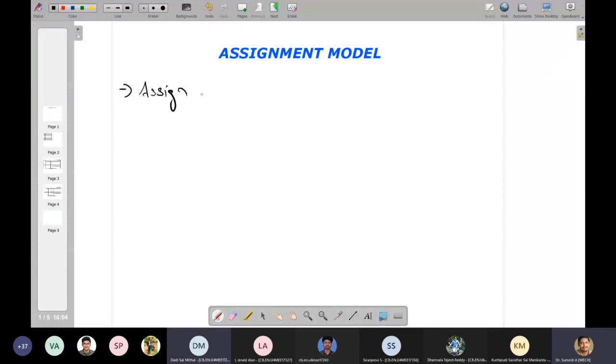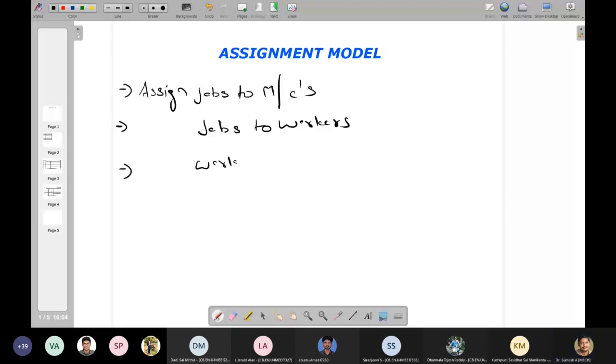or assign jobs to workers, or workers to machines. Okay, so why do you want to assign? Or sometimes maybe classes to rooms, etc.